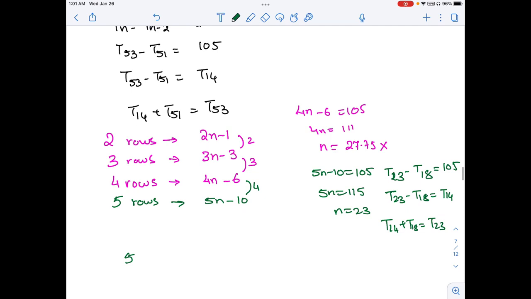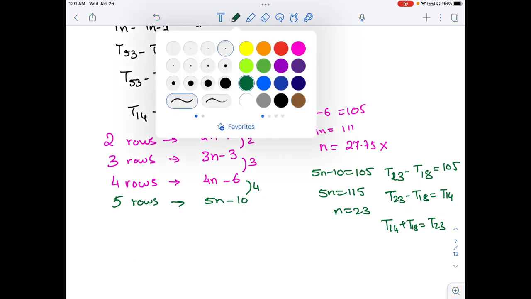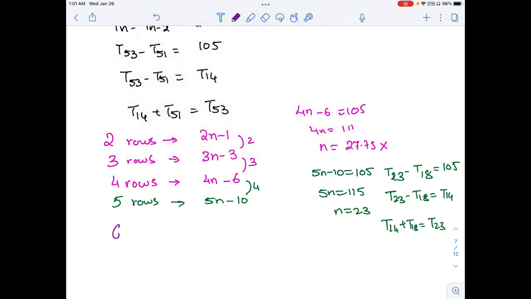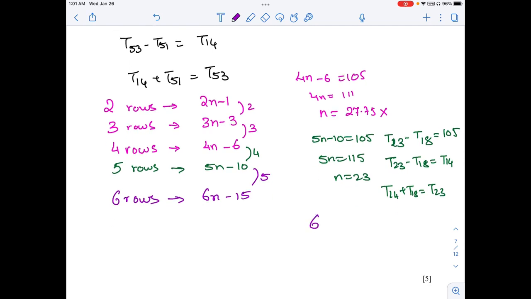5 rows. Now I try for 6 rows. We shall still try. Just check whether 6 rows works or not. 6 rows, so it has to be 6n. And what is this one? Add 5. 6n minus 15. So what should I do? 6n minus 15 should be equal to 105. 6n is equal to 120.